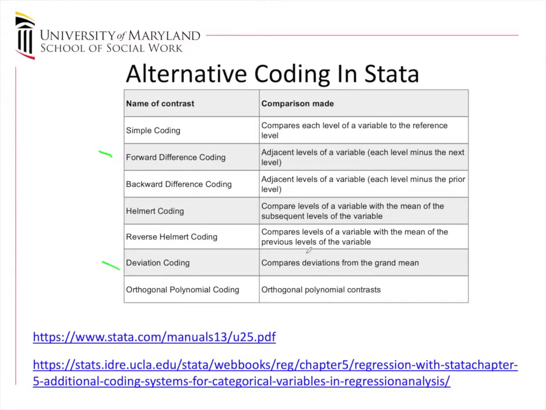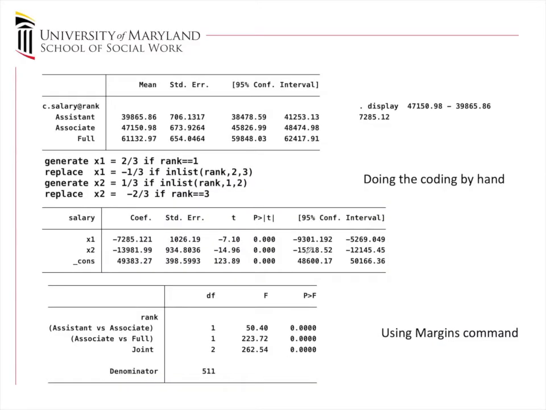Orthogonal polynomial contrasts and Helmert contrasts and a whole bunch of other things. But let's do an example with forward difference coding, and I think it will illustrate the point quite nicely. There's another variable in our data set called rank, and one might assume, and I think correctly, that salary is associated with rank. Assistant professors make less than associate professors, who make less than full professors.